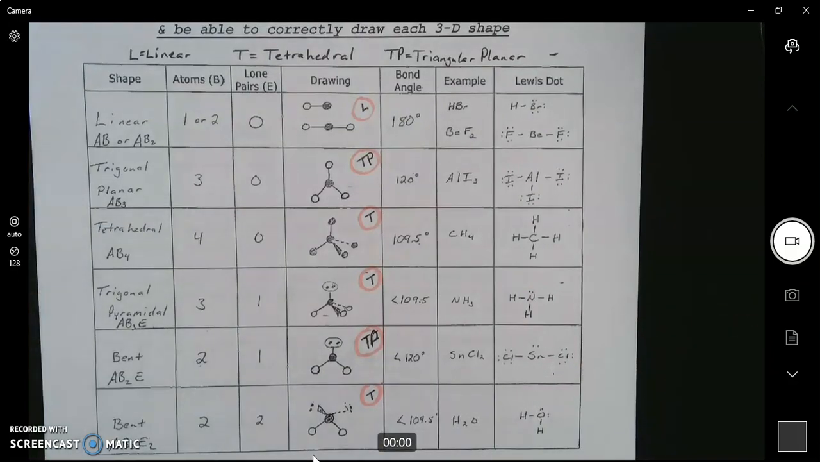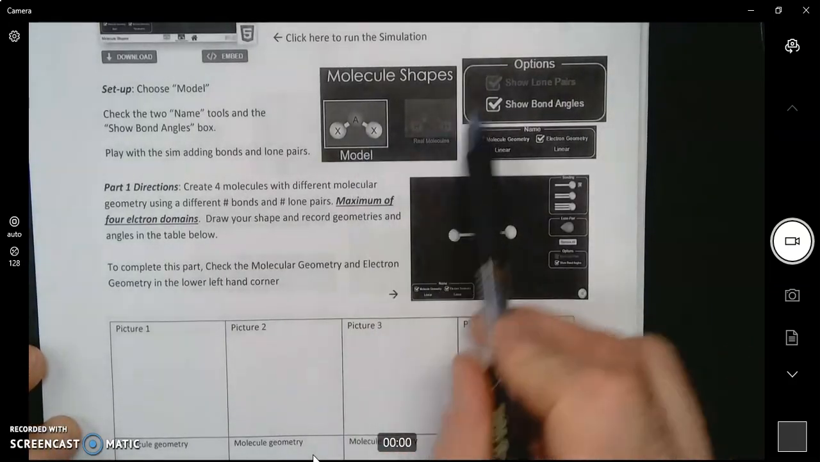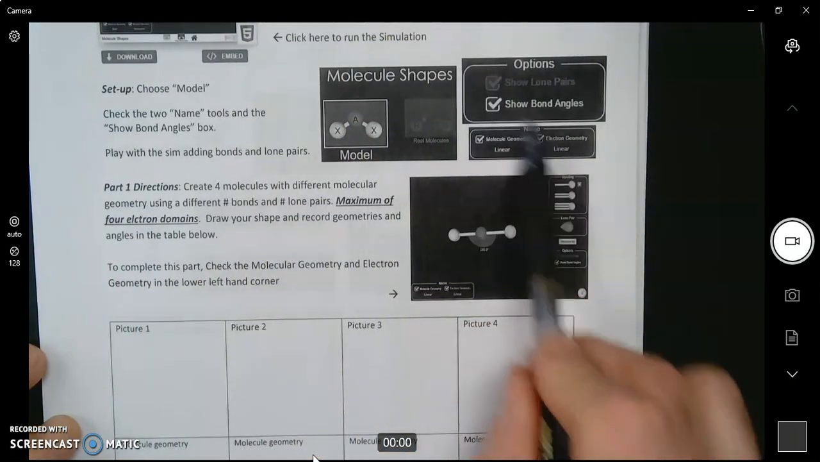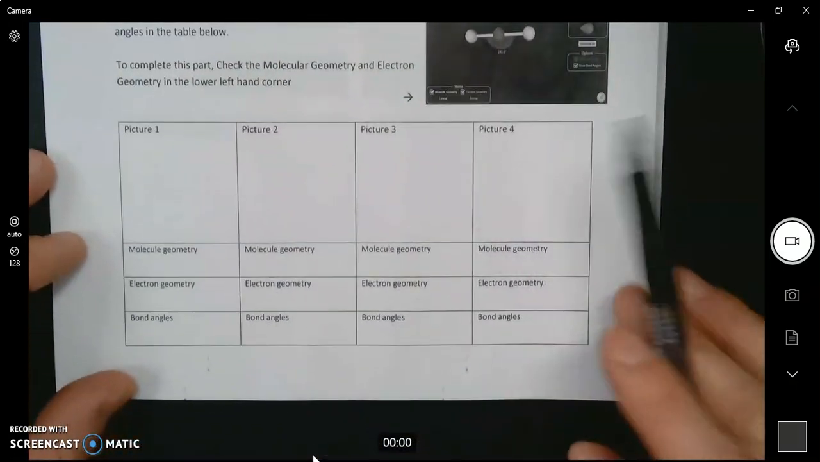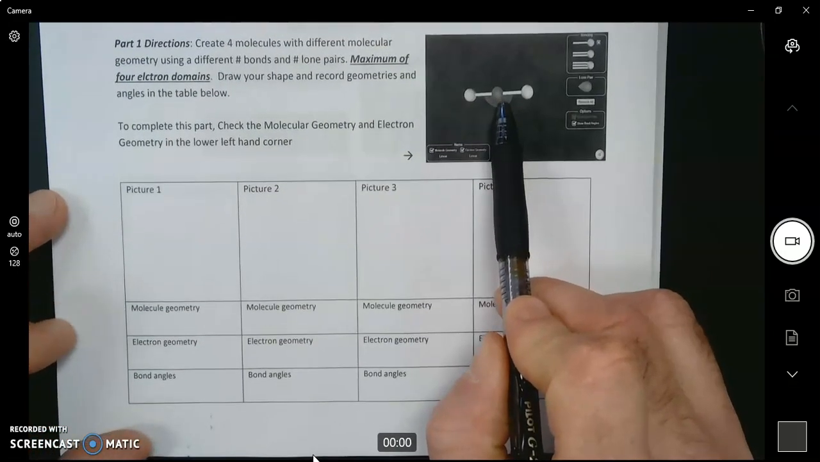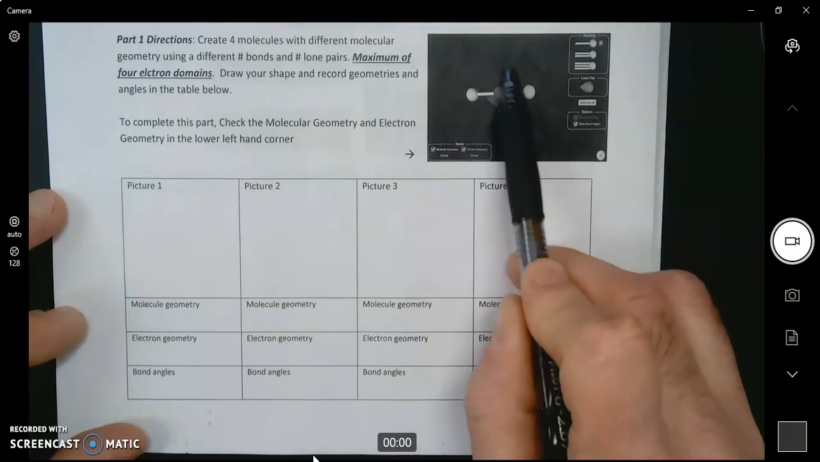Last thing that I want to go through with you, which actually relates to the lab itself, is when you get through part 1, make sure you follow the directions and click all the boxes. When you click on here, click model, click all of your check boxes. When you go to build your model, I want you to stay limited to 8 electrons total.